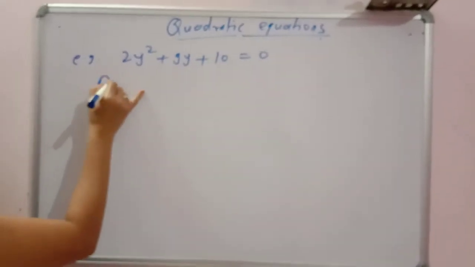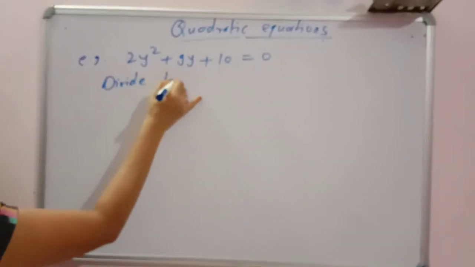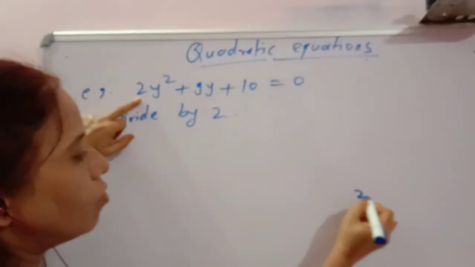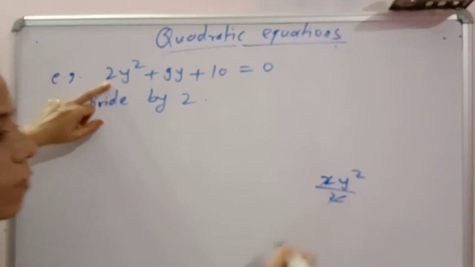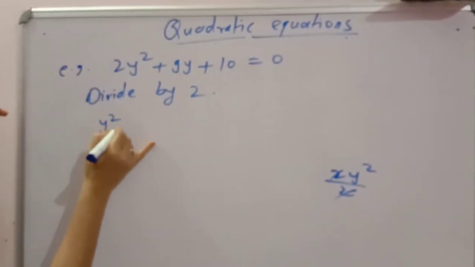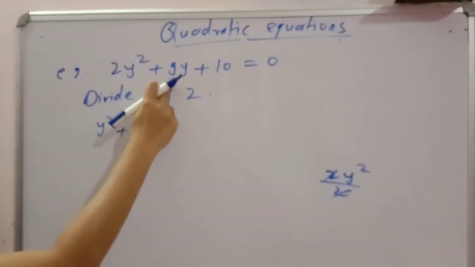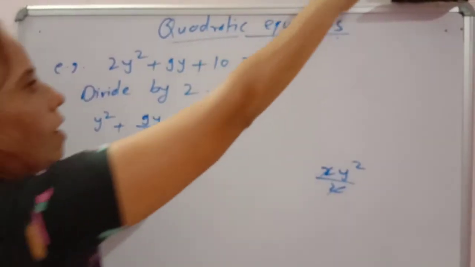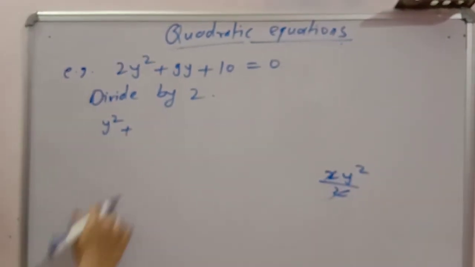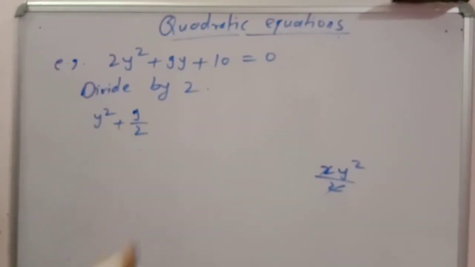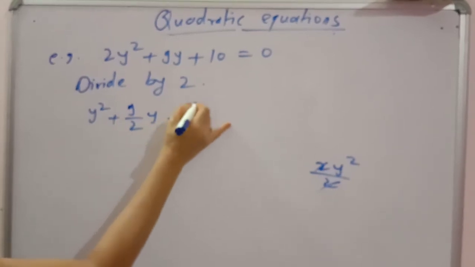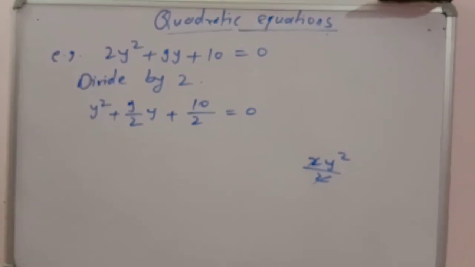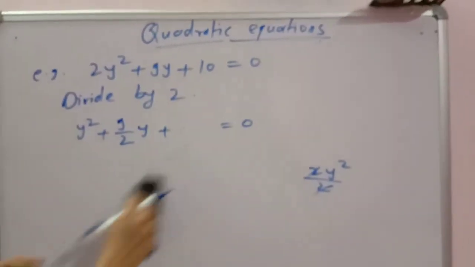So divide by 2. Divide this term by 2. 2y square upon 2, this 2 will get cancelled, I will get only y square plus. Divide this term also by 2, that is 9y upon 2. Means we can understand the coefficient of y square clearly. 9 upon 2y. Again divide this term also by 2, equal to 0. So that is 10 upon 2. What is it? That is 5.